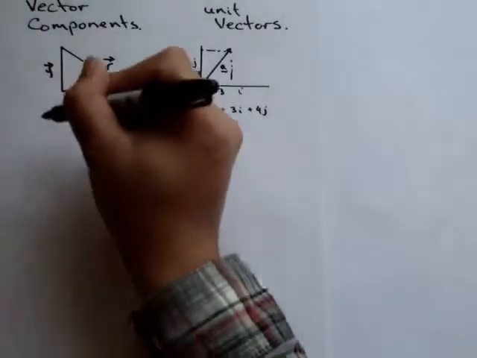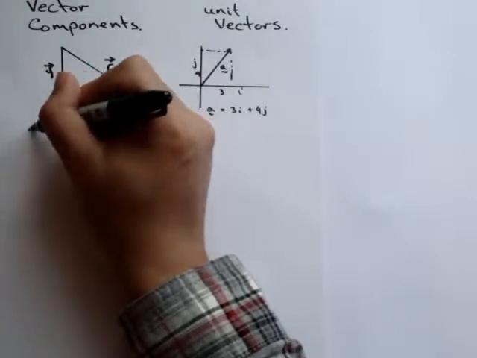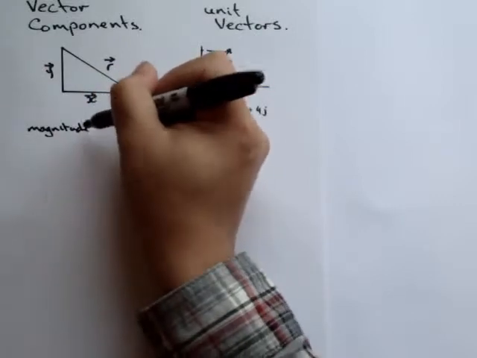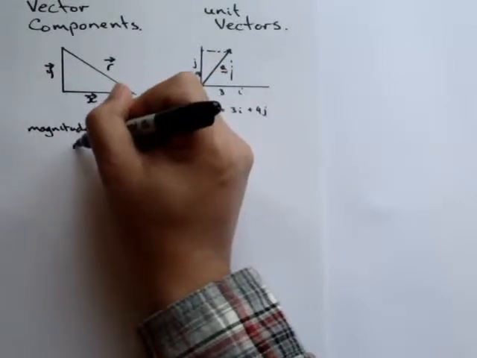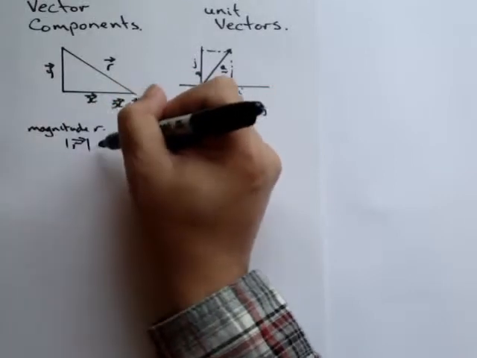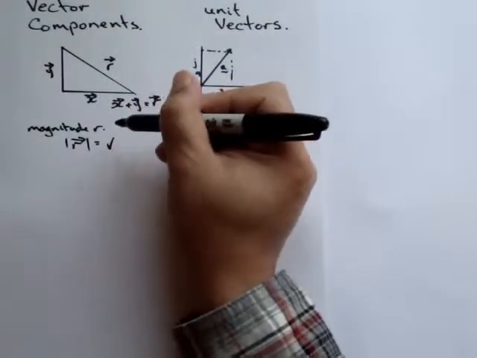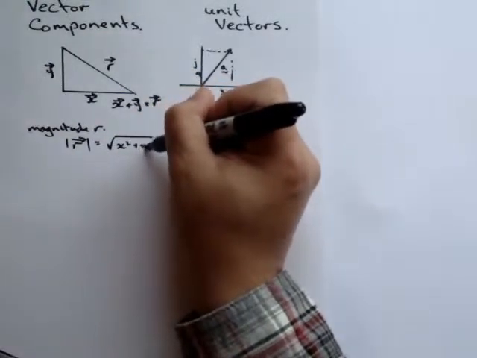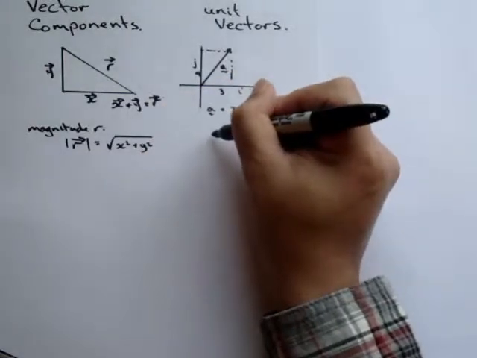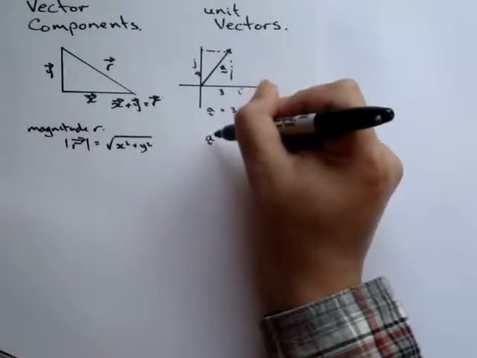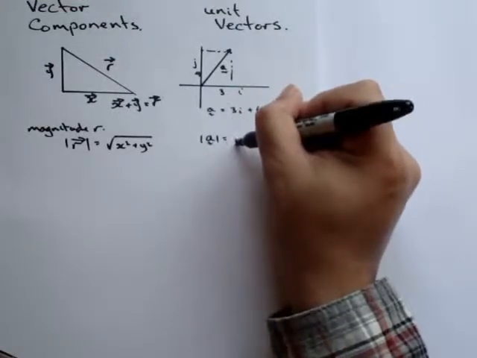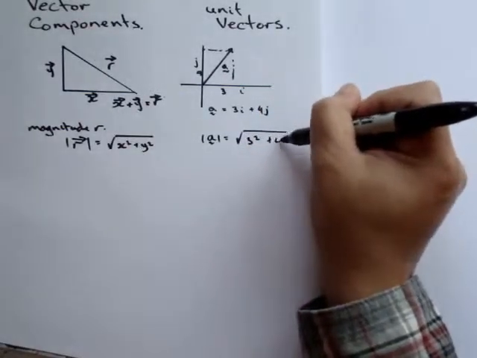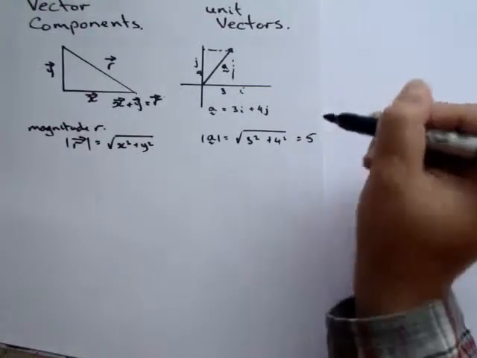If we have a look here and we want the magnitude of r, and we write this as r with two lines on either side, this is the square root of x squared plus y squared. Here, if we want the magnitude of our A vector, this is the square root of 3 squared plus 4 squared, and this equals 5.